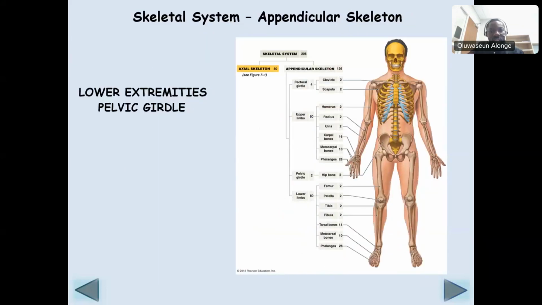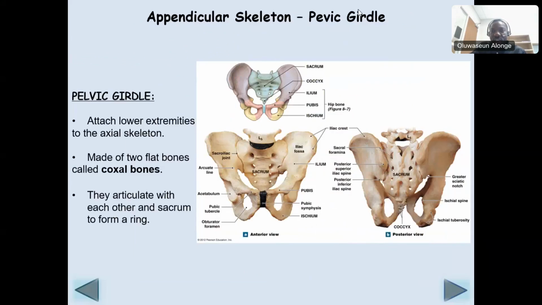Now, the lower extremities, or the lower limb. Let's look at that. I'll start to discuss the pelvic girdle. We call the pelvic girdle the hip bone or the os coxa. You see the coxal bones.